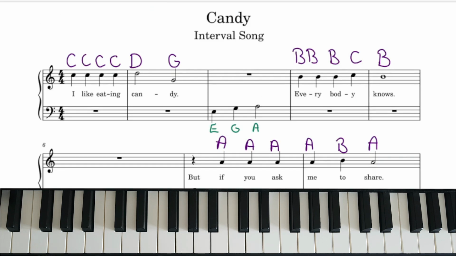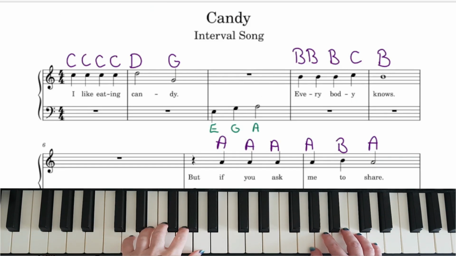Here we go, speed 100. Ready, and 1, 2, 3, 4.